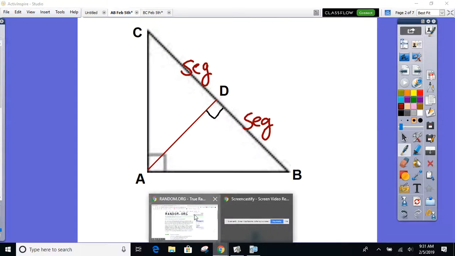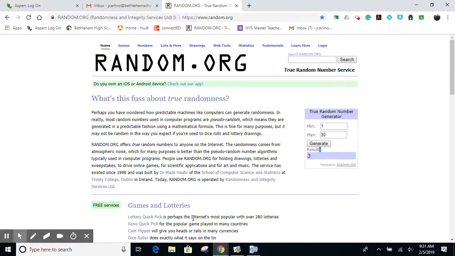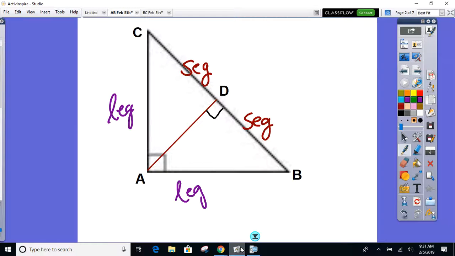Name another 2 up here and what we call them. Legs. Nice job. So the last person here has got to name AD and CB for me. AD and CB, what do we call those? Boom, 12. It is the altitude. And how about CB? That's the hypotenuse. Perfect. We're all good there.